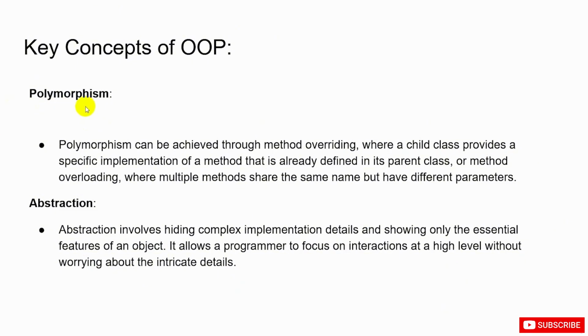The next concept is polymorphism. Polymorphism can be achieved through method overriding, where a child class provides a specific implementation of a method that is already defined in its parent class, or method overloading, where multiple methods share the same name but have different parameters. Next, abstraction. Abstraction involves hiding complex implementation details and showing only the essential features of an object, allowing a programmer to focus on the object at a high level without worrying about the intricate details.